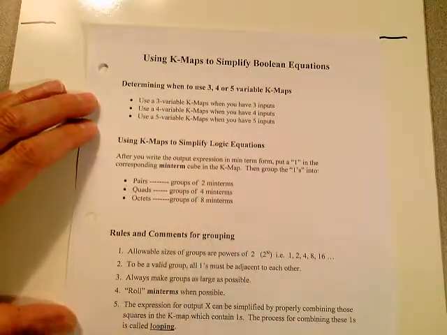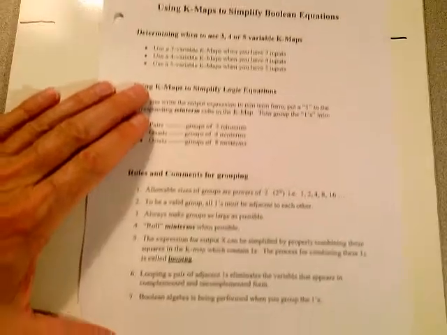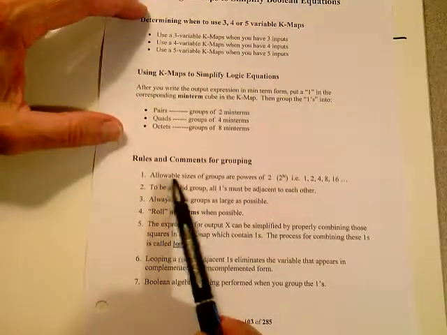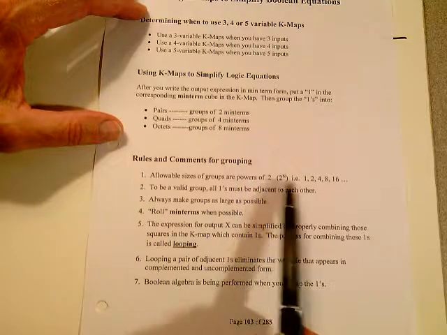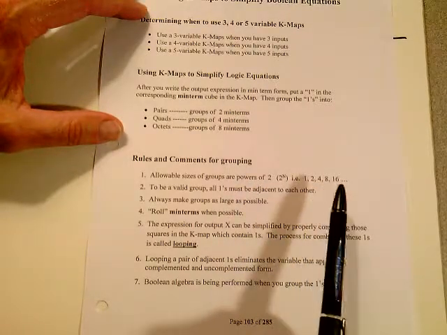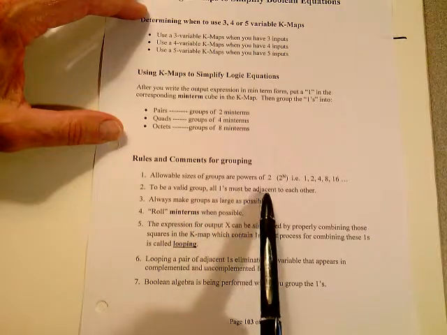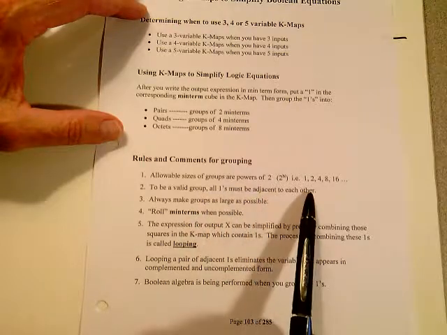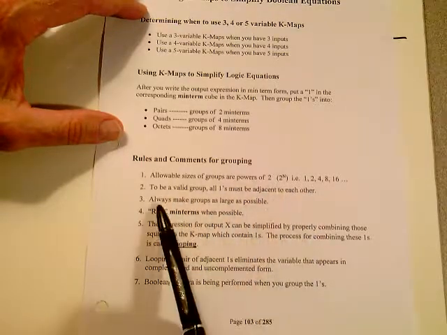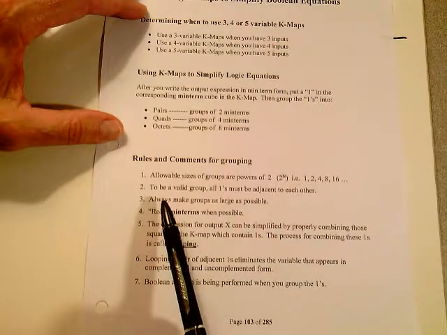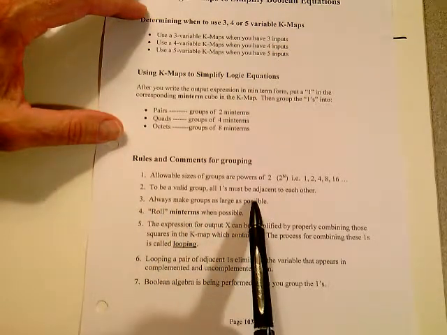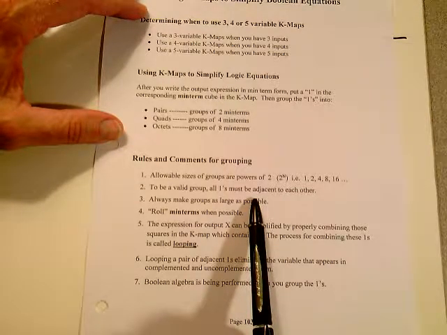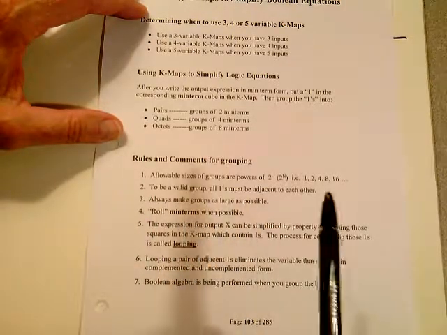Here's the rules and comments for grouping. You're going to have to go over this again once we work some problems. Allowable sizes of groups are powers of 2: 1, 2, 4, 8, 16. To be a valid group, all 1s must be adjacent to each other. That's very important. All the 1s must be adjacent to each other to be a valid group. Always make the groups as large as possible. If you don't make the groups as large as possible, you're not reducing the whole way. Your logic will be accurate, however, it won't be in the simplest form. You have to make the groups as large as possible.